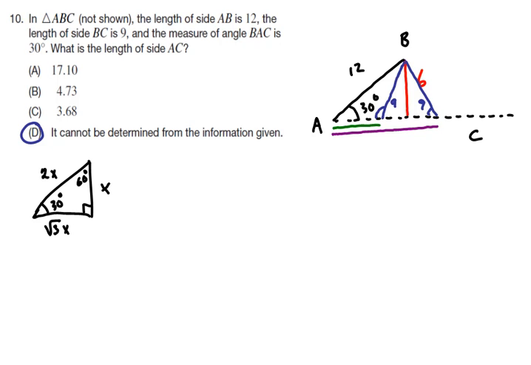Now, if that side BC were longer than side AB, then it couldn't swing either way like that. So there would only be one solution. And if it were exactly 6, there would also be only one solution. But we don't have either of those cases. We have a value that's between 6 and 12. And so a value between 6 and 12 could swing either way, and it would be an ambiguous case here. We don't know which one to use, and so the answer is going to be D.